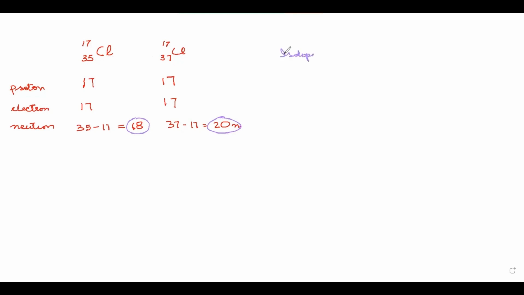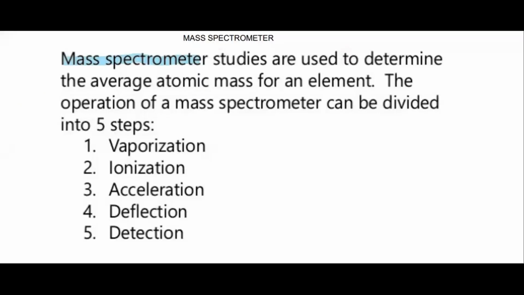So what are going to be the similarities between them, and what are going to be the differences between them? Let's talk about the similarities first. So we know what isotopes are, right? Now we need to understand how these isotopes were detected or identified. There is an analytical tool known as the mass spectrometer.